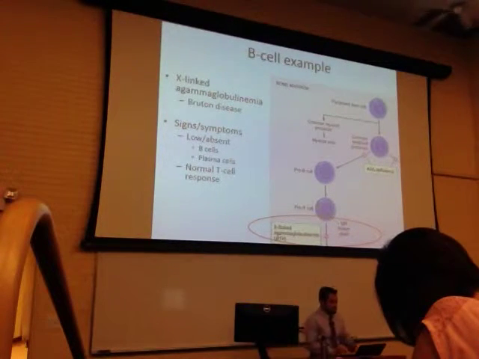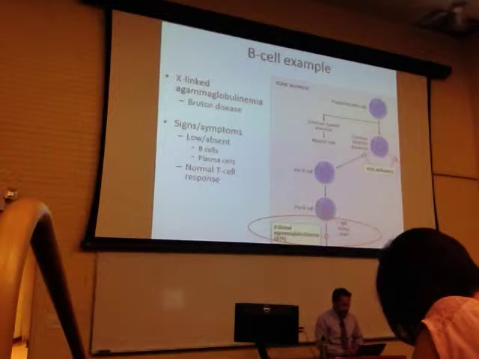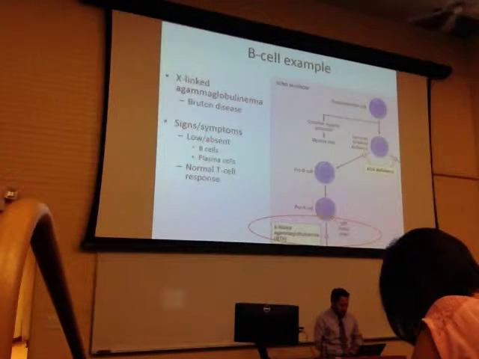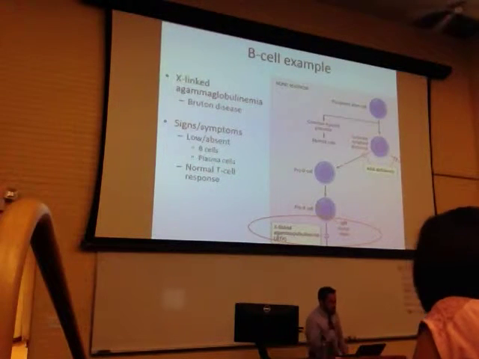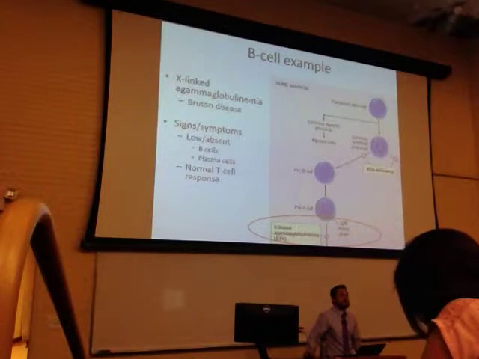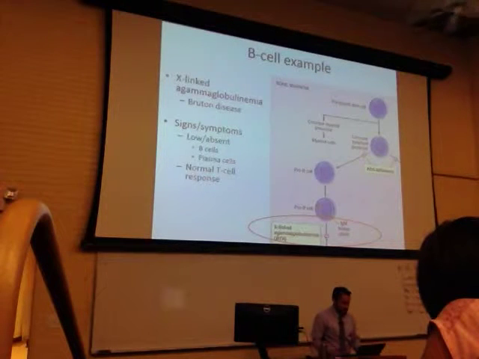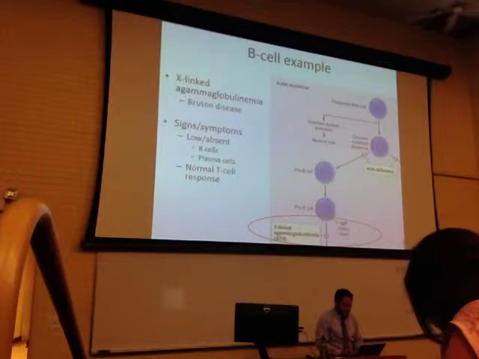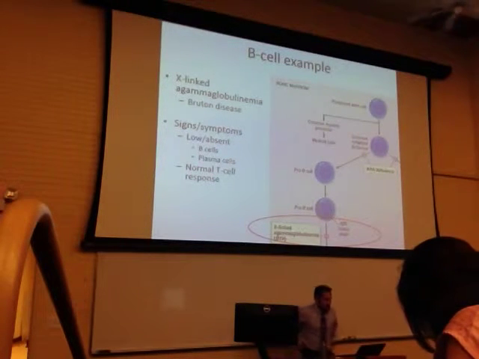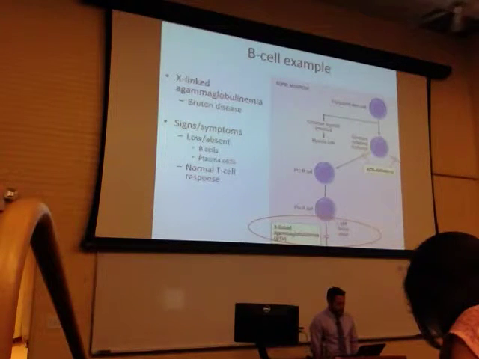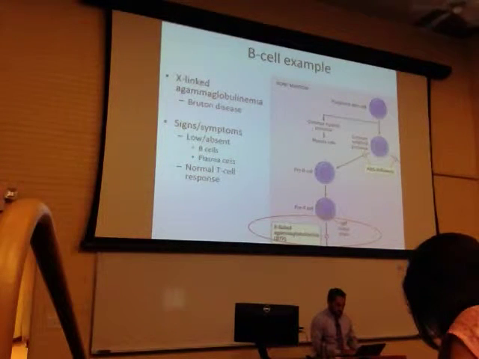Does that make sense? So in this particular example, with our B cell example, right, we have a problem where the heavy chain is synthesized, but the light chain is not. So we don't actually get functional immunoglobulins. We get normal T cell response. The issues with T cells are non-problematic, and they work just fine.